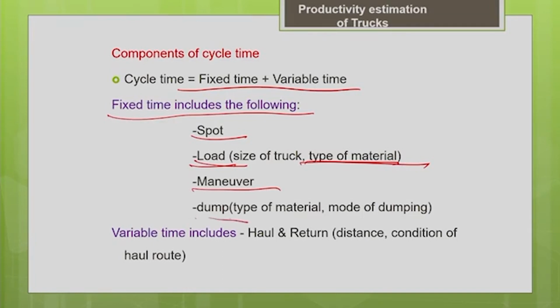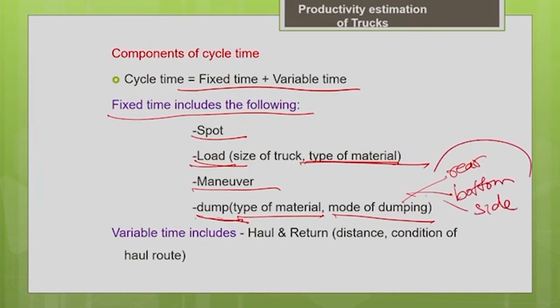Then dumping also comes under the fixed time. As I told you, dumping will depend upon the type of material. Some material can easily flow out, so there the dumping time will be less. It also depends upon the mode of dumping, in the sense whether you go for rear dumping, bottom dumping or side dumping. All these things are going to affect your dumping time. But all these things make up your fixed time, because these are not going to vary with your haul distance.